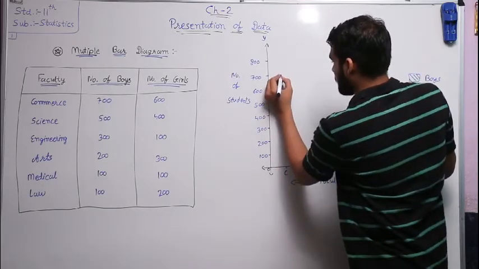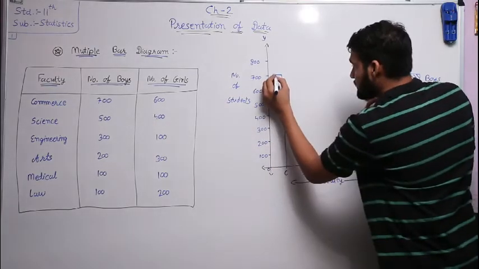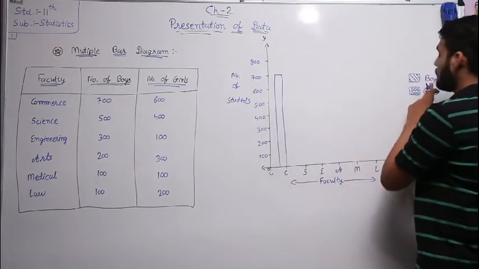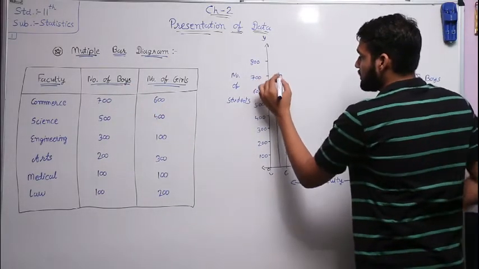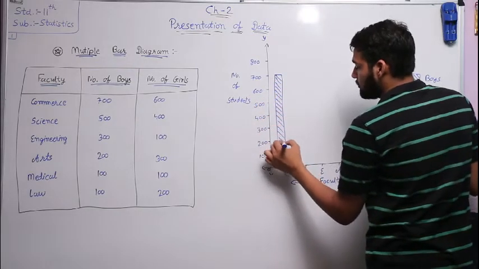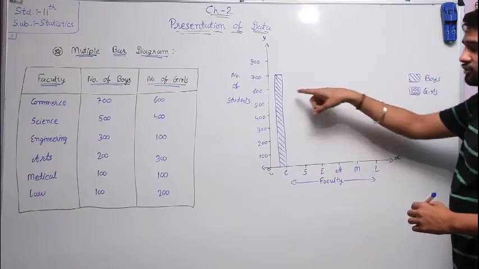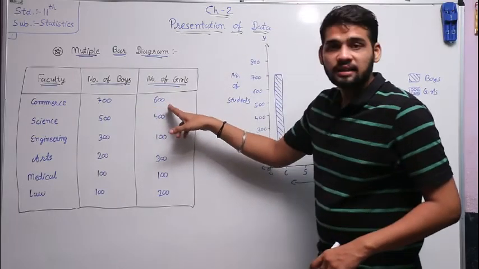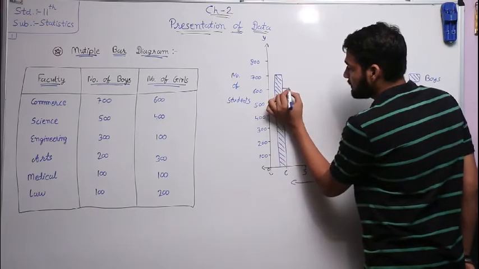We prepare a column like this. This column is denoted by boys, because the number of boys is 700, so here we mention 700 and we also paint the column. As we mentioned, for the number of boys we denote cross lines in the commerce stream, and in the commerce stream the number of girls is 600, so in the commerce stream 600 means here.